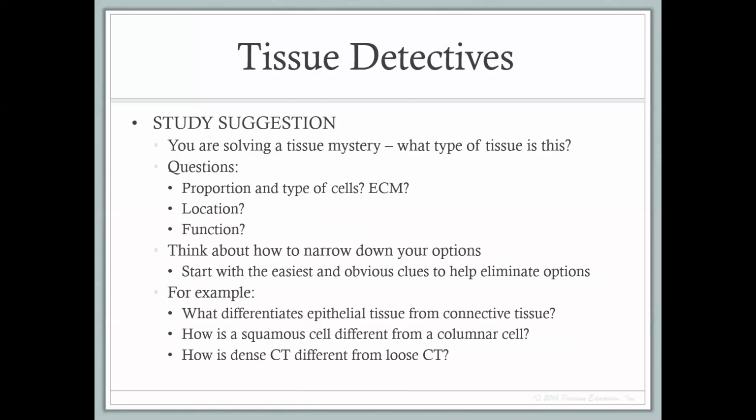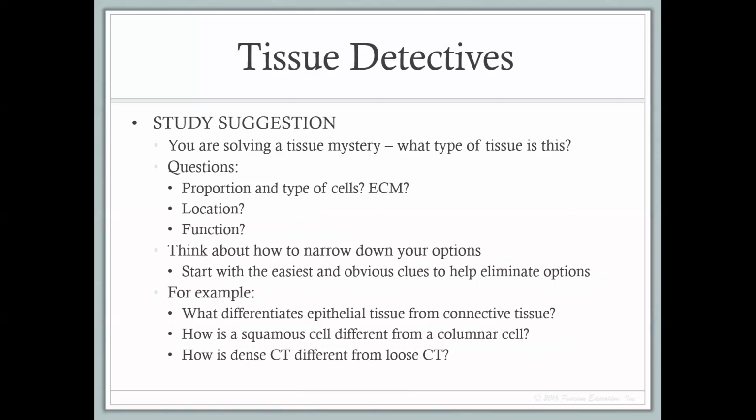So what are some of these questions you can ask? What differentiates epithelial tissue from connective tissue? What are just 2 or 3 obvious things that do this? Location: epithelial tissue lines surfaces. Epithelial tissue contains a high percentage of cells, and if you contain a high percentage of cells, that automatically means you have a low percentage of extracellular matrix. Connective tissue has a low density of cells and a high proportion of extracellular matrix.